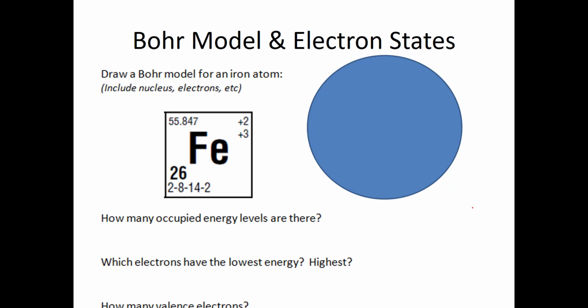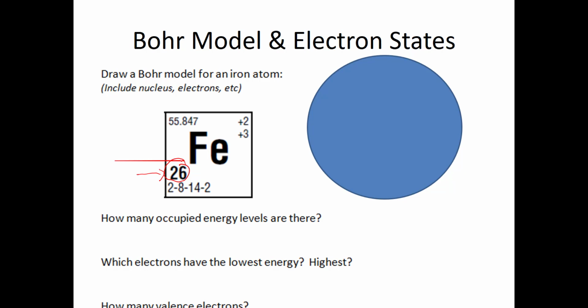I want you to think about drawing the Bohr model for iron, Fe. I want you to include the nucleus, the electrons, the number of protons, and how many principal energy levels are there. So as we look at Fe, we can see the atomic number. And the atomic number we know is 26. Well, what does that 26 tell us? We need to remember that 26 stands for the number of protons.